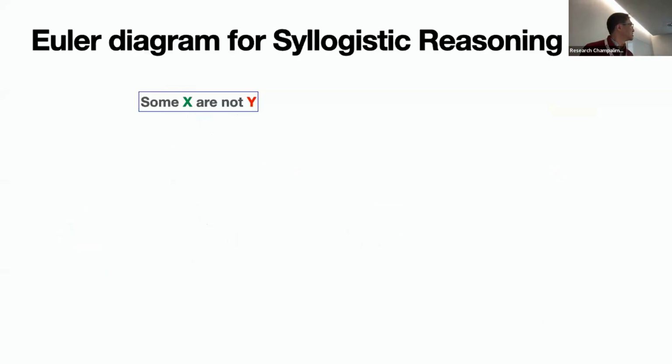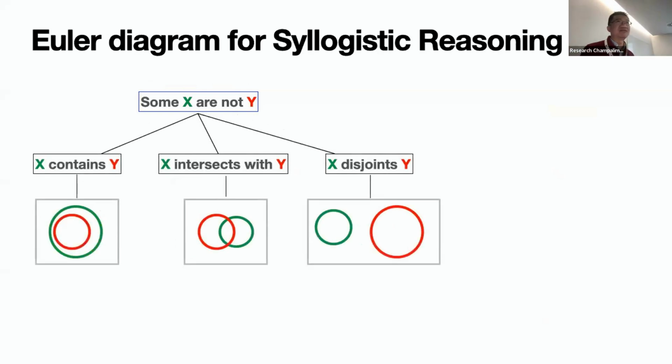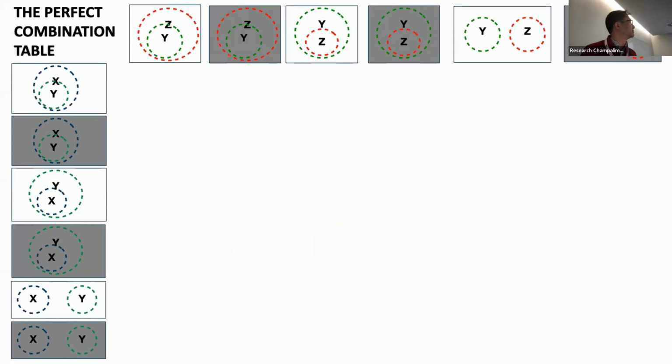"Some X are not Y" also corresponds to 3. We can say it is not true that X is part of Y, and we set a negation, so green is inside the red. Then we can design a very careful combination table, and the premise corresponds to just 1 column or 1 row.